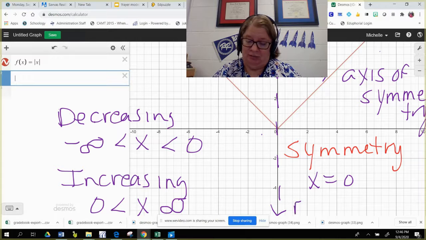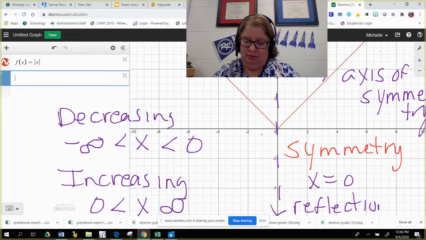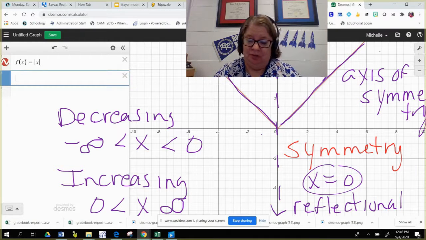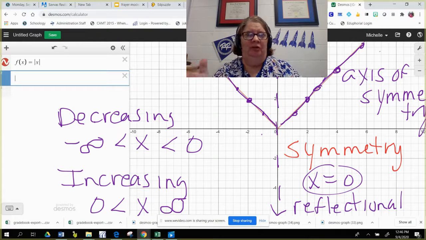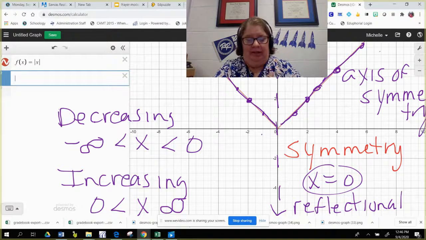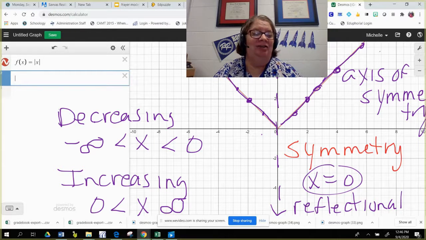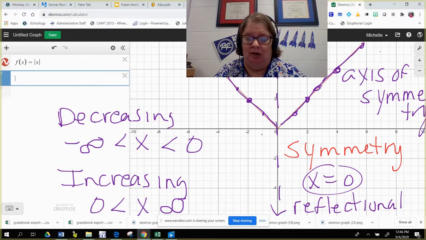This function has reflectional symmetry about the line x equals 0 because all of these points are reflected across this x equals 0 line to make these points. If you take this point and reflect it across this line, it's here. This point reflected across here. This point reflected across. Each point on one side, if you reflect it across x equals 0, it's going to be directly symmetrical. Okay, that is all your information on analyzing the graphs of absolute value functions.